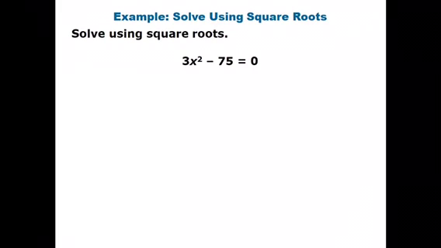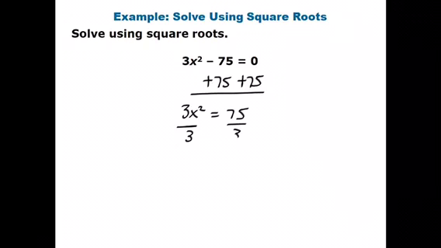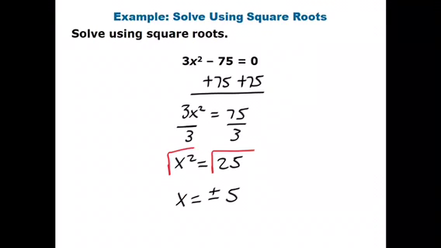All right, so we've got 3x squared minus 75 equals 0. The idea here is to get the x squared all by itself. So first thing we'll do is move the 75 to the other side. So I've got 3x squared equals 75. And then I'll divide by the 3, which gives me x squared equals 25. My last step is to square root both sides of the equation, and I should get x to equal plus or minus 5, because 5 times 5 is 25, and negative 5 times negative 5 is 25. So these would be our two answers.